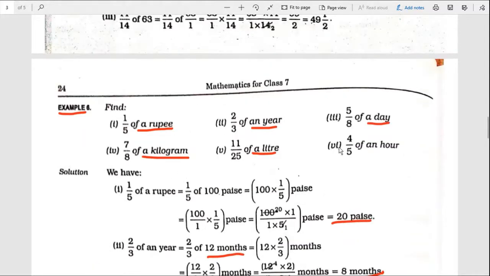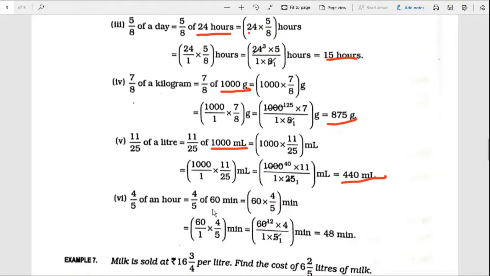And in the last example, 4 by 5 of an hour. An hour means 60 minutes. So 60 into 4 by 5, 12 5s are 60. So 12 into 4 is equal to 48 minutes.